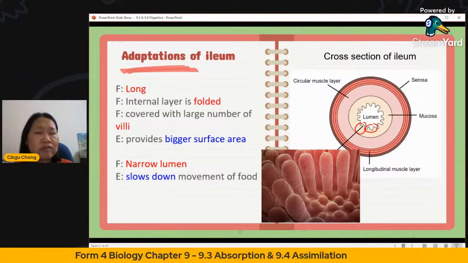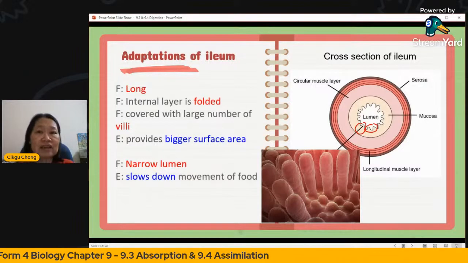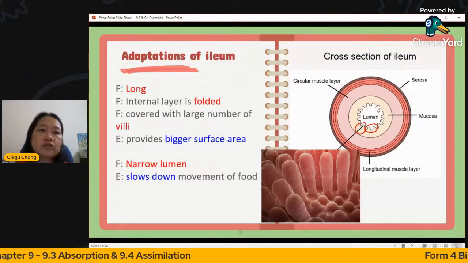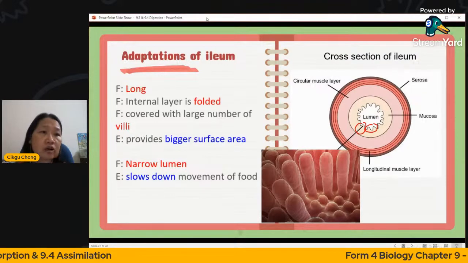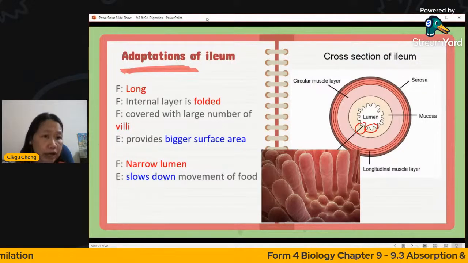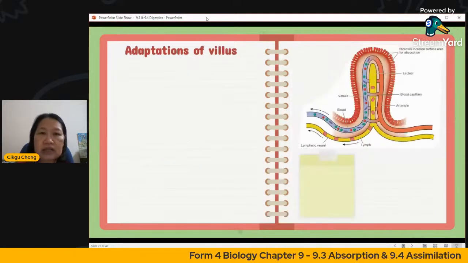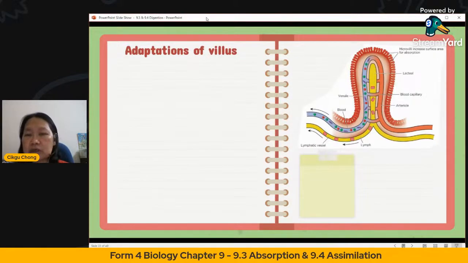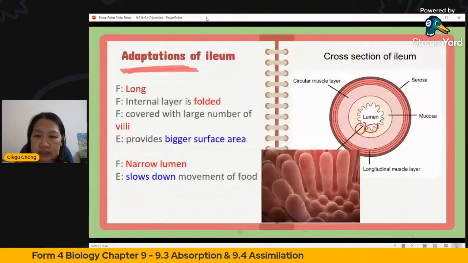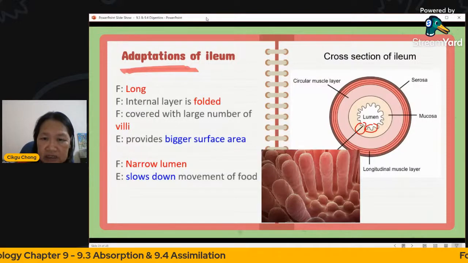If it moves too fast, it's possible that some of the nutrients may not get a chance to be absorbed. So this is to slow down, being narrow. And then let's look at the villus now. The villus is actually a projection. So you can see over here, this is the villus.